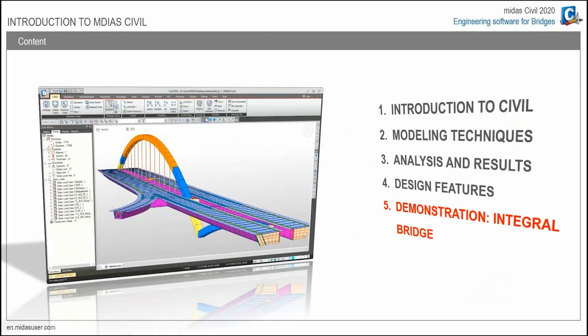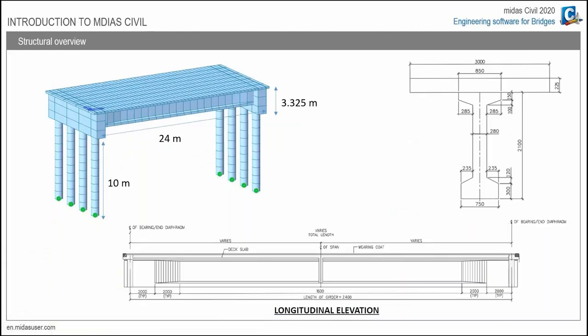Now, coming to the demonstration part, we will be doing a steel PSC composite integral bridge. So this is the model which we are going to create. Our span is 24 meters. So this is a single span PSC composite bridge.